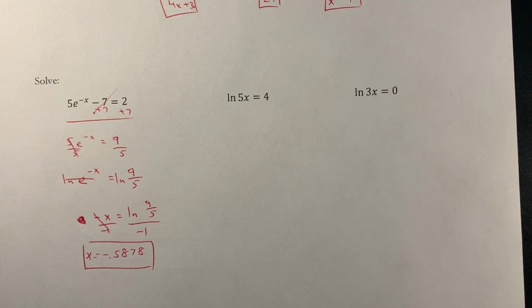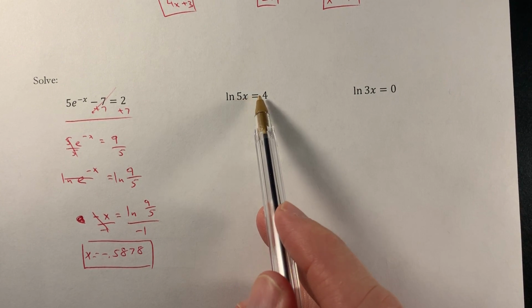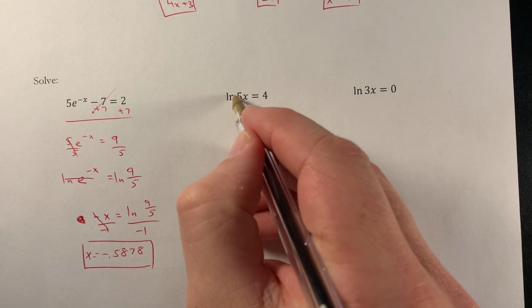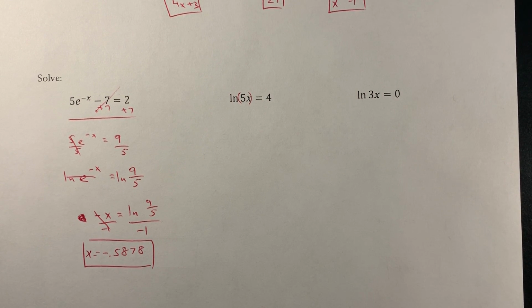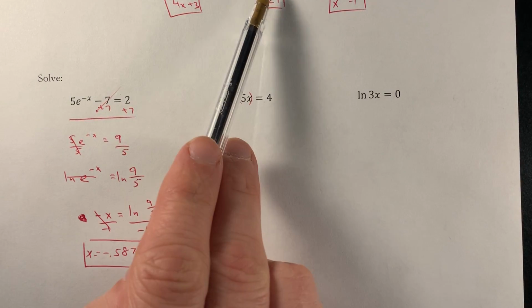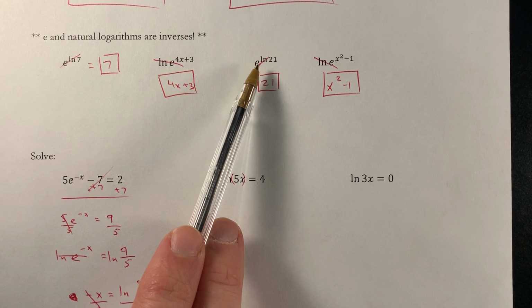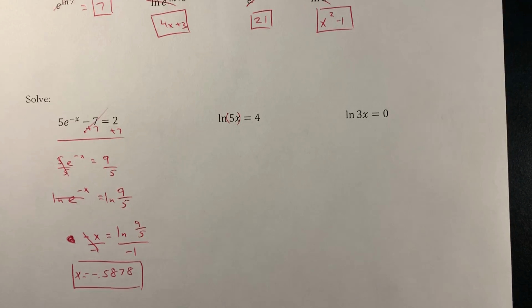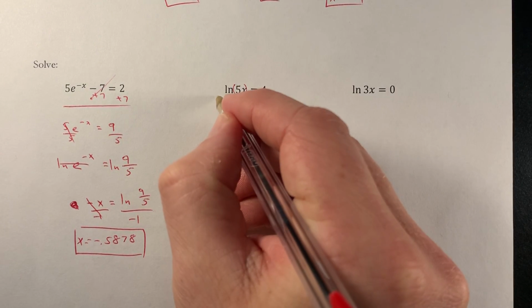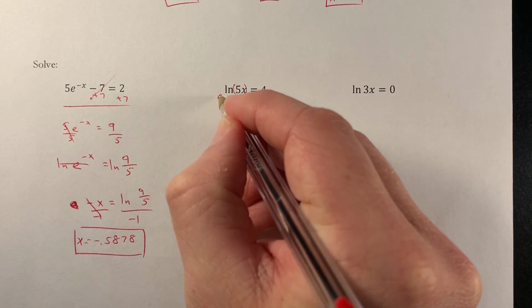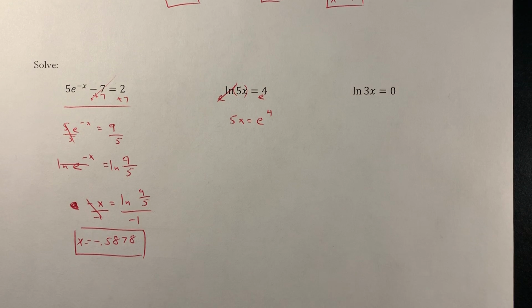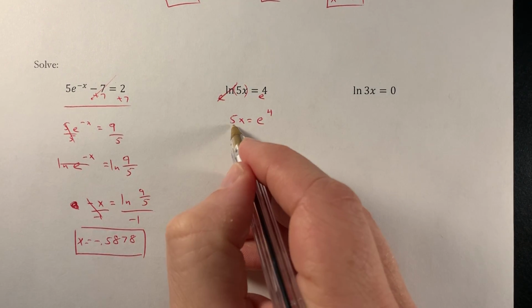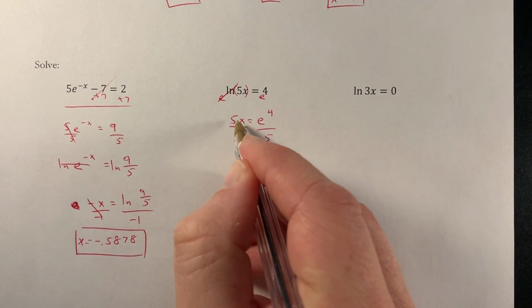Okay, my next problem is natural log 5x equals 4. So that 5x is the argument, so I really don't have anything outside of the natural logarithm. So I'm going to do a base e on both sides, so it's going to look like this one up here. I'm going to do a base e on both sides, and that will cancel out the natural log. So base e, left side and right side, I get 5x equals e to the 4th power. And then I can divide both sides by 5.